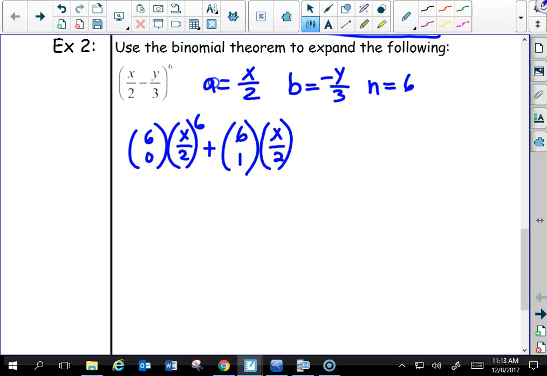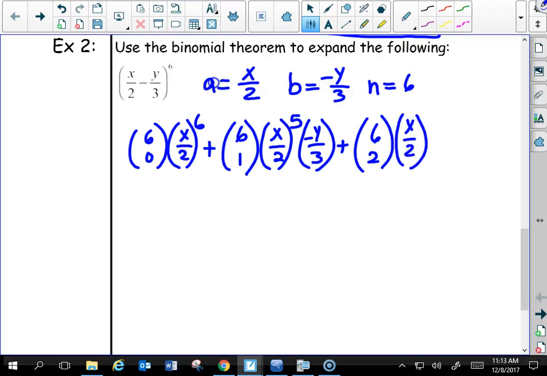Now, on the last problem, I actually wrote the subtraction. Here, I'm just going to save some time. And our b actually shows up to the 1st power. I think I'm going to need a lot of room.